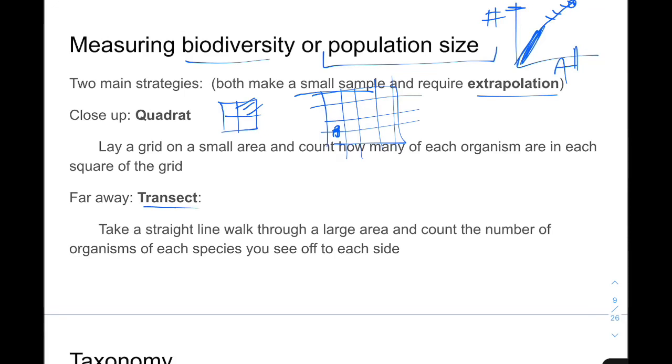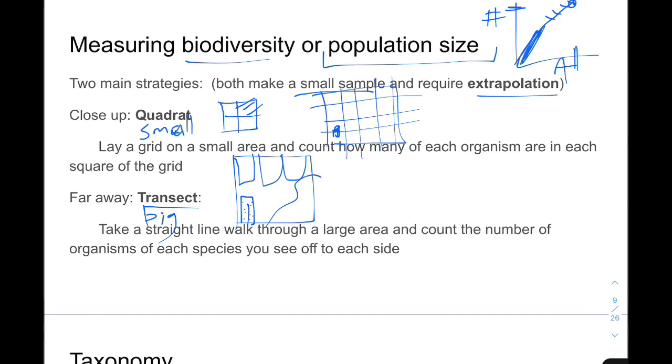The second technique is called a transect, where you're going to take a straight line walk. So you have a big forest. Here's the zoom satellite view of the forest. Here's maybe a river running through it, I don't know. You're going to take a straight line walk through one tiny bit. And you're going to look off to the side and you're going to count how many things you see. You're going to say, okay, that makes a rectangle this big. How many of those rectangles fit into this big space? So how many similar sized rectangles could we fit into here? And you'd multiply it out. So this is really good for things that are big. This is really good for things that are small.